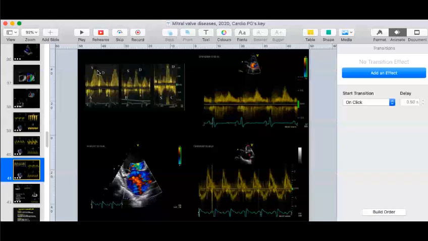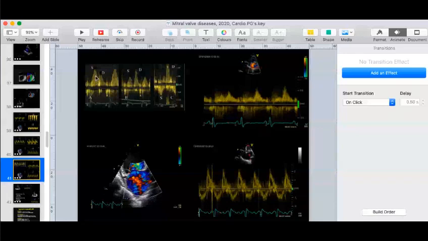So you have the S wave here, the D wave here, and as somebody mentioned a long time ago, atrial reversal occurs here. So this is the atrial reversal wave. Atrial reversal occurs in pulmonary vein sampling. You have the S wave here, the D wave here. So this is mild, or a normal person.